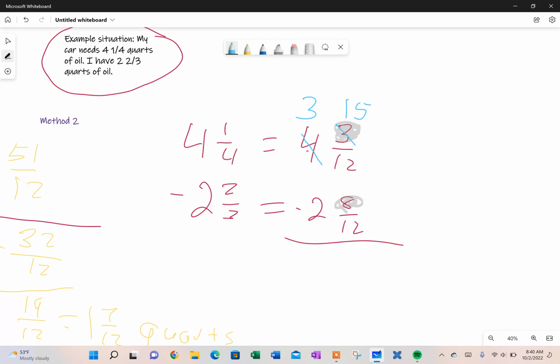Now I can just subtract. 3 minus 2 is 1 whole. 15/12 minus 8/12 is 7/12. So 7/12 quarts. And that's it.